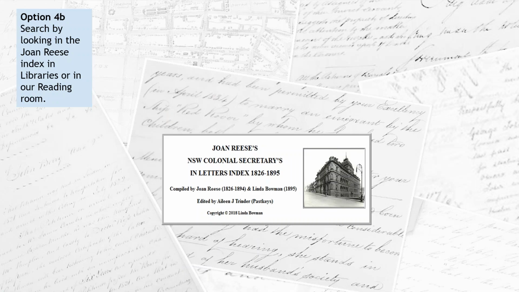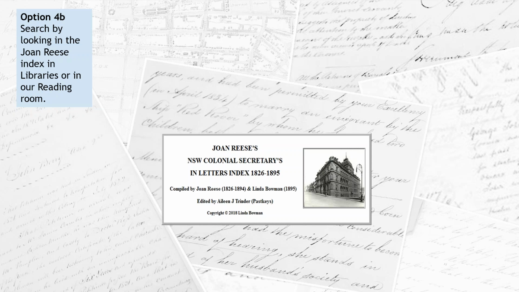This one, now, is not online at the current time. You can find it in two places. One is in our reading room on the computers and also in microfiche, although that is not necessary anymore. You can also find it in local libraries in different places across the state, and hopefully near where you are. And it's called the Joan Reese Index. You can see it on screen there, Joan R-E-E-S-E.